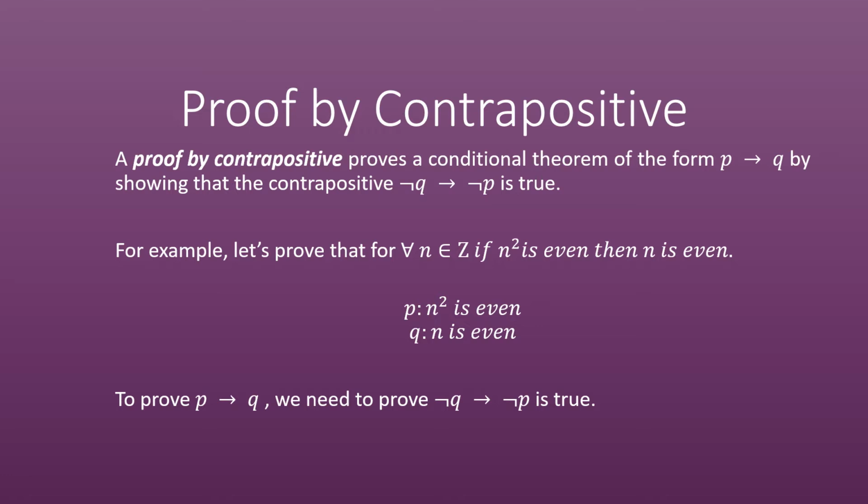So let's look at the following example. Prove that for every integer n, if n squared is even, then n is even. So let's express this example in terms of P and Q. P represents n squared is even, and Q represents n is even. So to prove P then Q, we just need to prove non-Q then non-P is true.